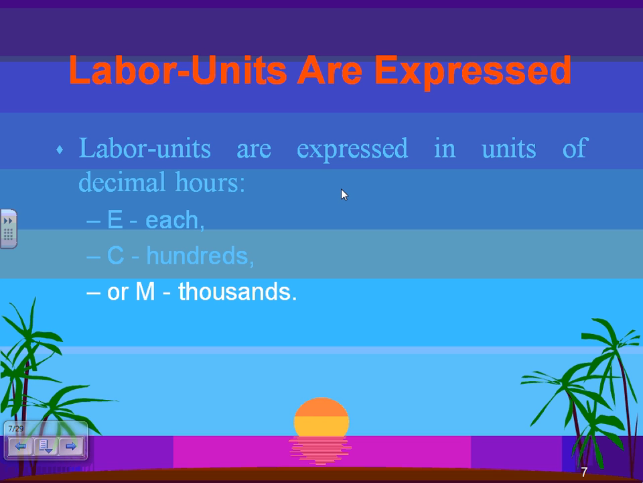I have 130 receptacles. Each receptacle, to install it, I need 0.2 of an hour. Or let's put it this way: let's say to install it, I need 1 hour for every 100 of them, for every C. 1 hour for every C. 1 hour for every 100 of them.